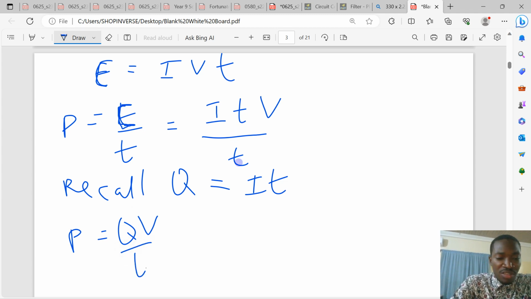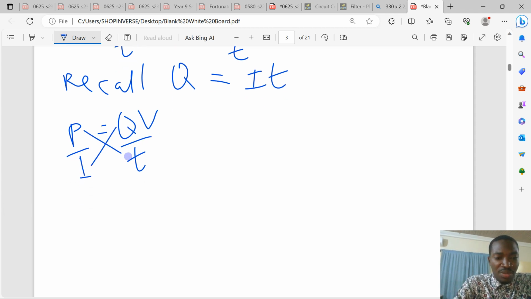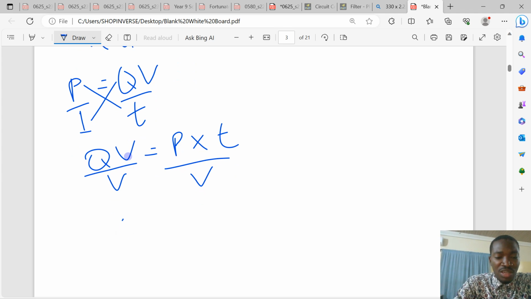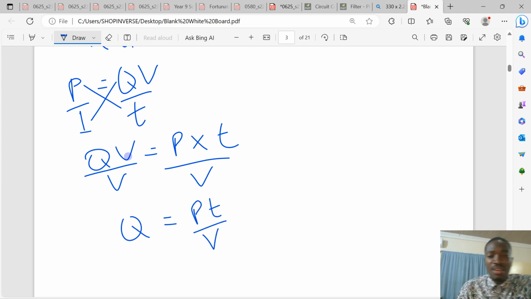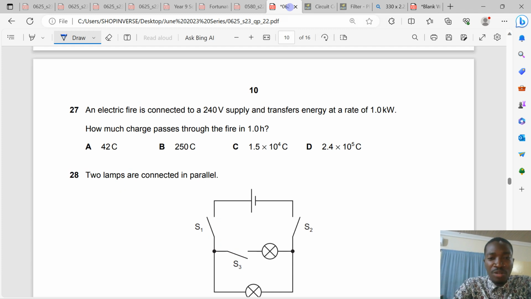Time over T. The question requests for the charge. So you want to make Q the subject. To make Q the subject, we introduce a denominator of 1 and cross multiply. That simply means QV is equal to power times time. To make Q the subject, divide both sides by V. That simply means the quantity of charge is equal to PT divided by voltage. I hope this is understood. Quantity of charge is power times time divided by voltage.